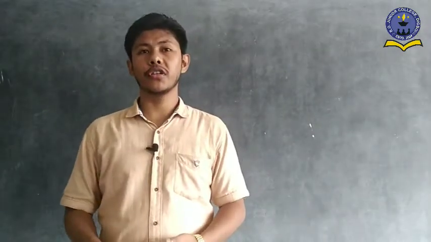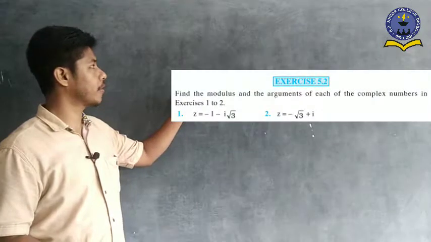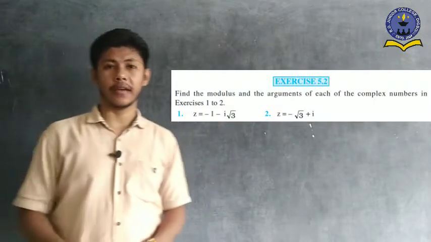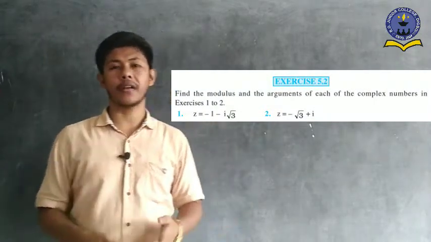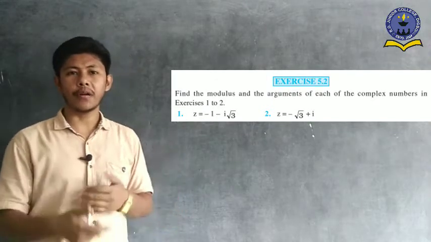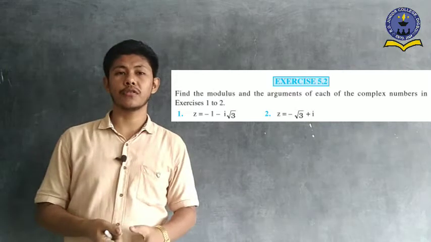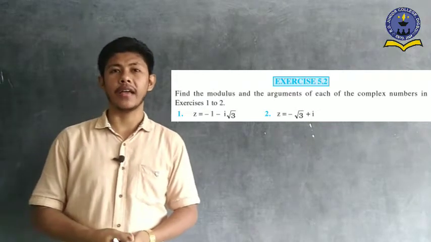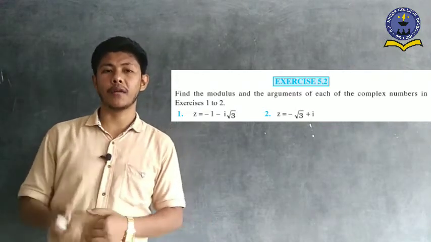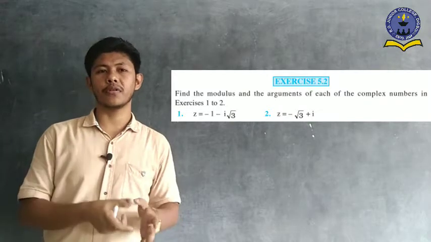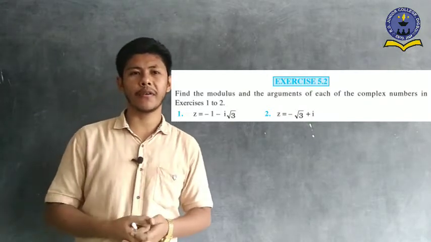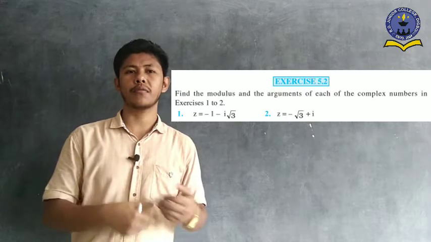Now the second question is given here. If you see here, z equal to what is given? Minus root 3 plus i. Isn't it? The question is that we have to find out the modulus as well as the argument, where z equals minus root 3 plus i. So how can we find out the argument here? Mainly we have to know this one. Modulus, all of you know. How can we find it? We have to do this one by one.